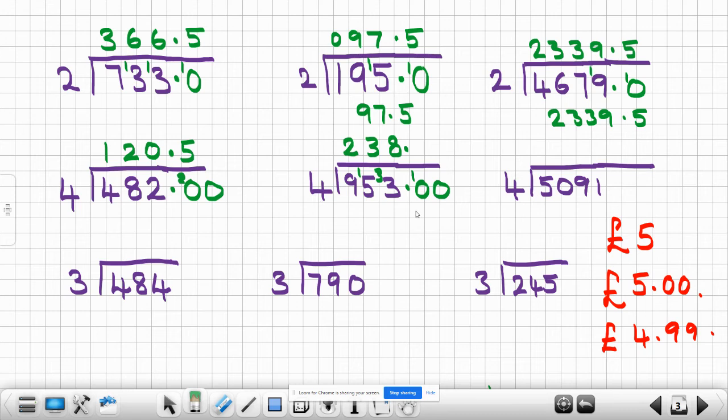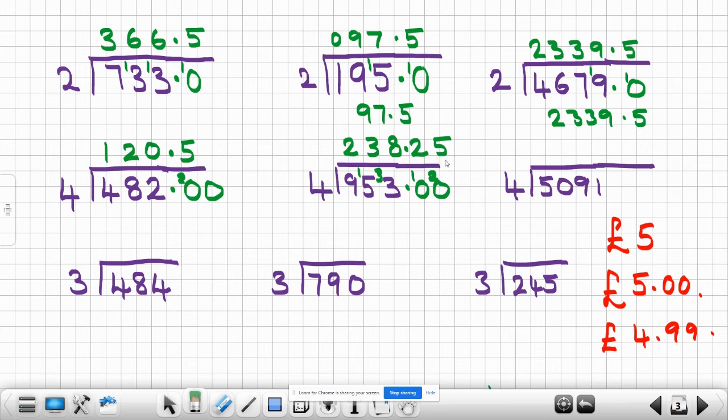So now we're saying 4s into 10 goes twice. 4 times 2 is 8. So we're going to have a remainder of 2. I'm going to put that in front of my second 0. And 4s into 20 goes 5 times. Okay, so the answer is 238.25.